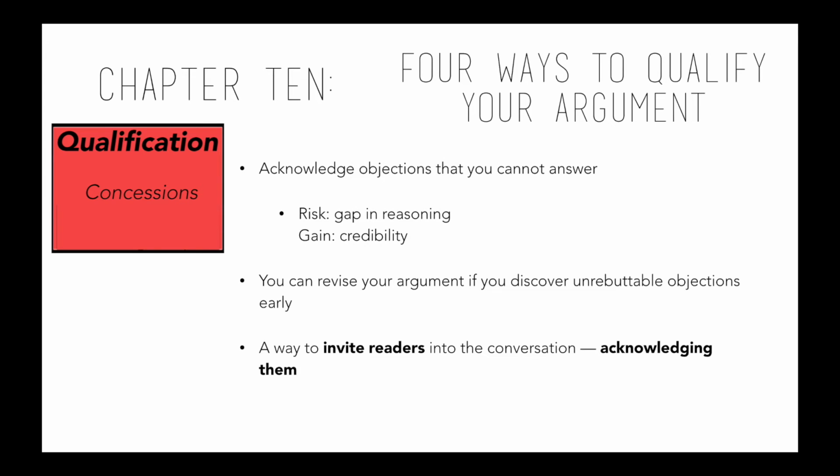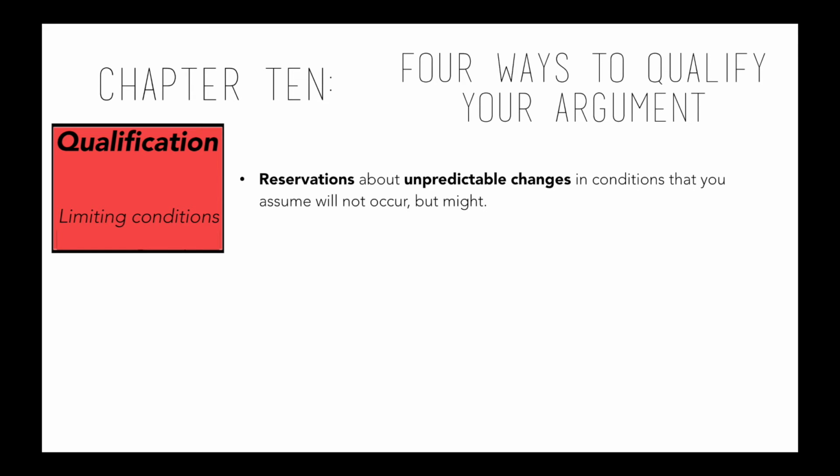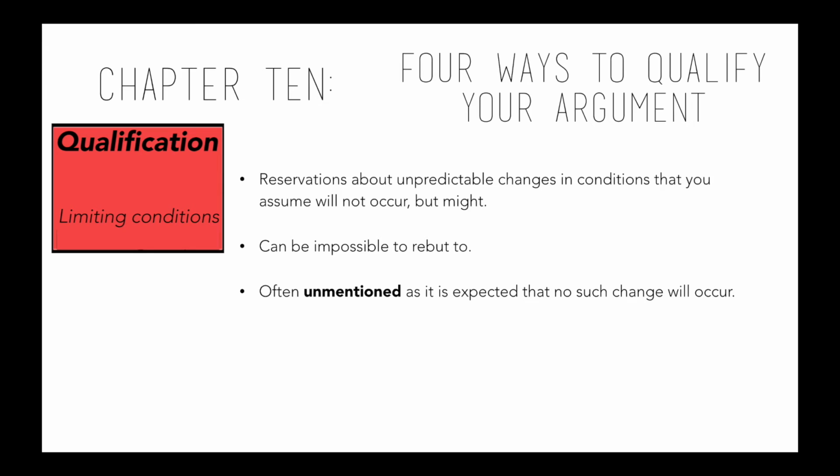Another way to make qualifications is to set limiting conditions. Researchers usually do not bother to and cannot rebut reservations about unpredictable changes in conditions that you assume will not occur but might. For example, if we say, we can conclude the earthquake occurred in central Costa Rica, we don't add, as long as the instrumentation had been accurately calibrated, because it is expected that the instrument works.